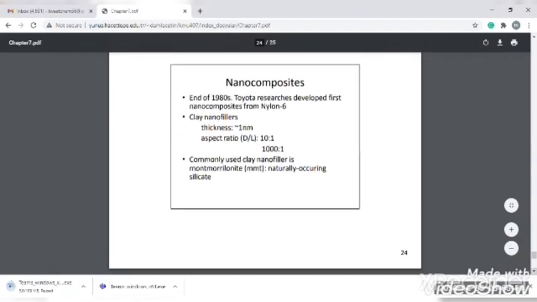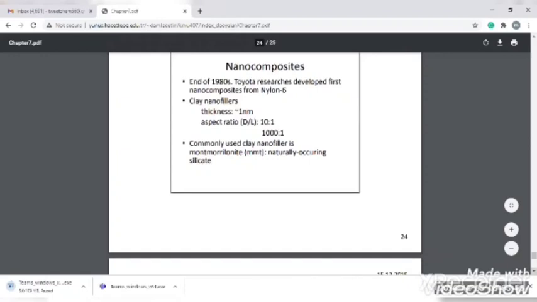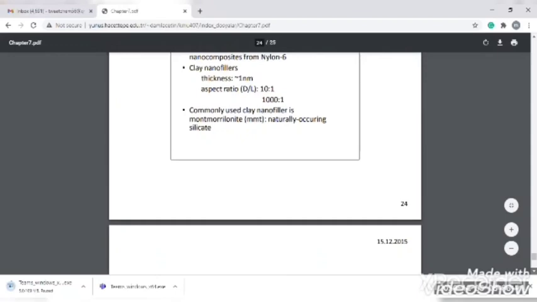And what are nanocomposites? Basically the research was to develop the first nanocomposite from nylon 6 clay and nanofillers. The thickness is 1 nanometer. The aspect ratio given is 10:1. The commonly used clay nanofiller is montmorillonite, a naturally occurring silicate.